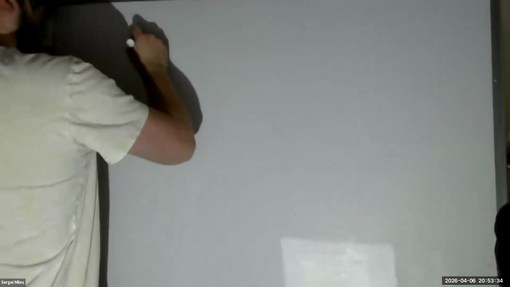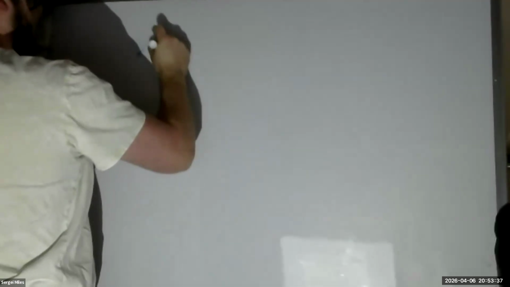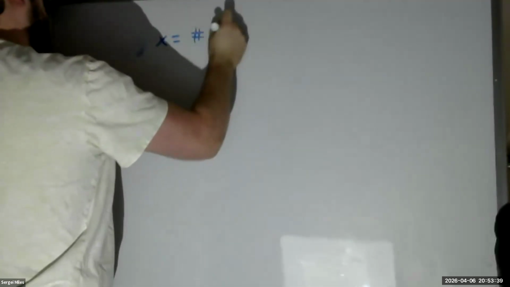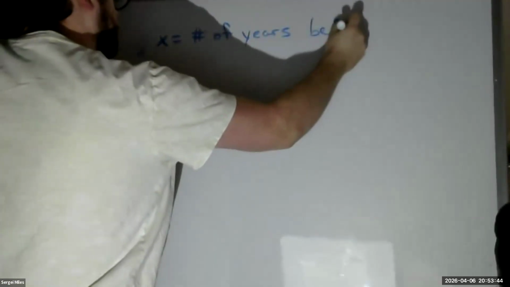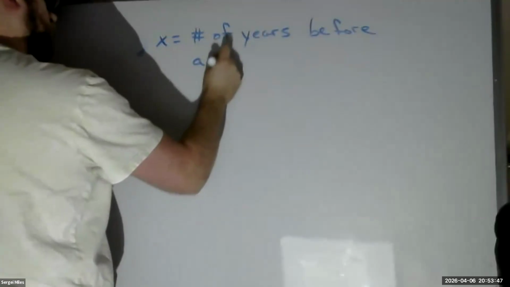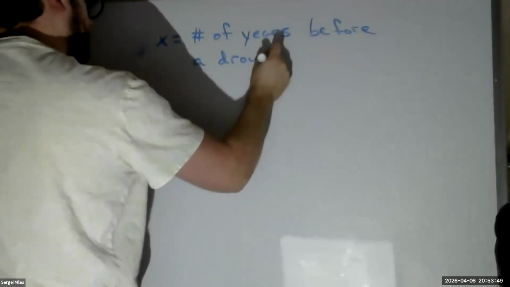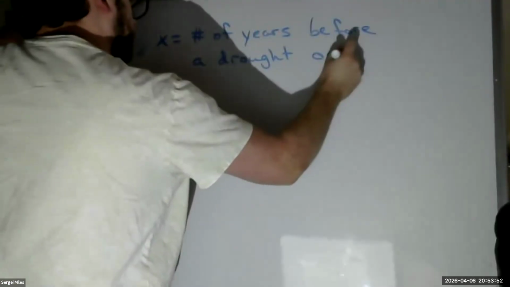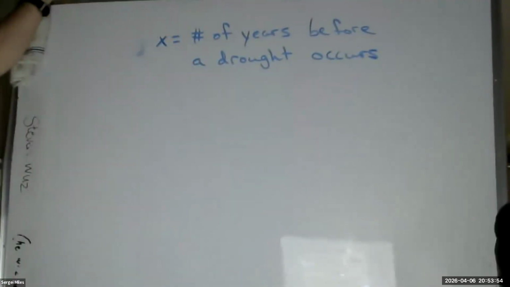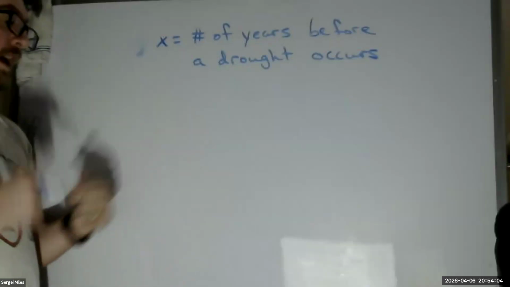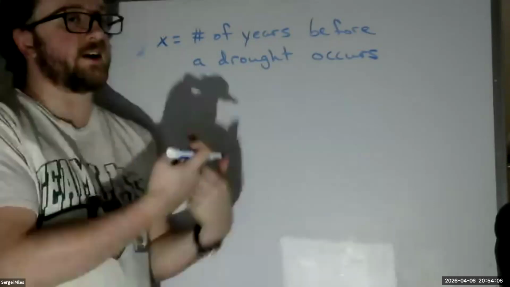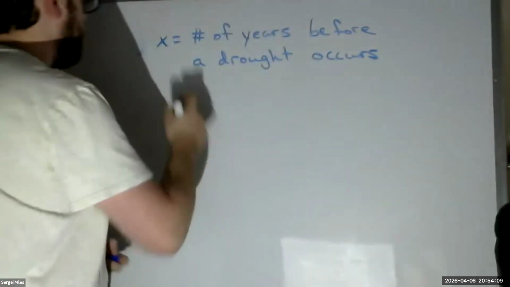So X, our random variable, is the number of years before a drought occurs. All right. So this is a discrete random variable, and in fact, this is like the sick example I mentioned earlier. Will it happen after 1 year? Will it happen after 2 years? Will it happen after 3 years? Will it happen after 4 years? So on and so forth.